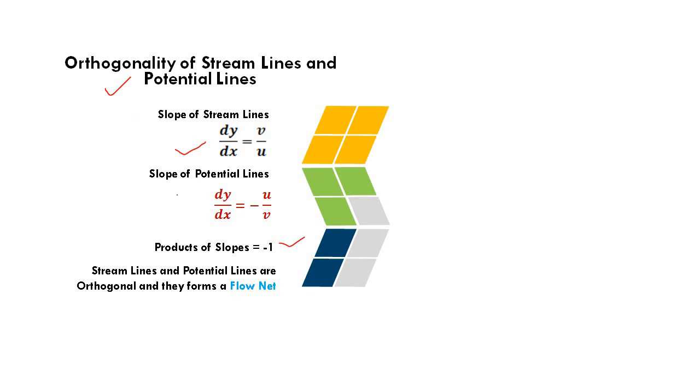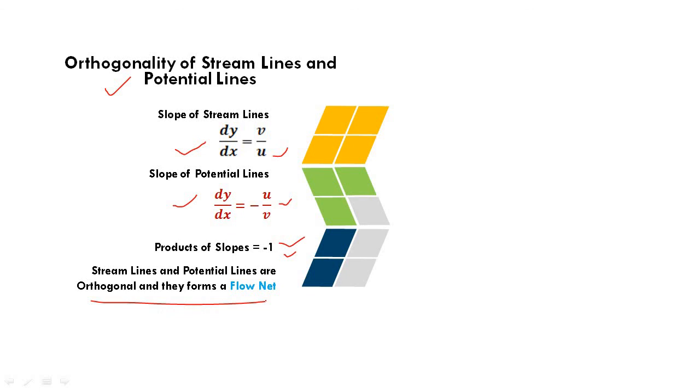Similarly, the slope of the potential line is dy by dx equal to minus u by v. So if you take the product of the slopes, you will get v by u multiplied by minus u by v, that is minus 1. That means streamlines and potential lines are orthogonal, or they form a flow net. It is an orthogonal system of lines. Orthogonal systems of lines are generally termed a flow net.